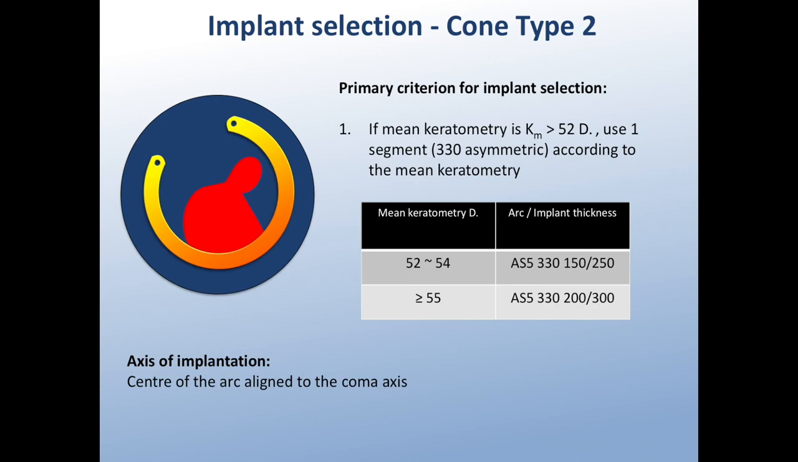If the keratoconus duck has a mean keratometry above 52 diopters, a new 330 degrees asymmetrical ring is used in accordance with the average curvature. Therefore, an AS5 330 degrees, 150, 250 progressive from 52 to 54 diopters of corneal curvature. Above 55 diopters, an implantation of 330, 200, 300 microns.